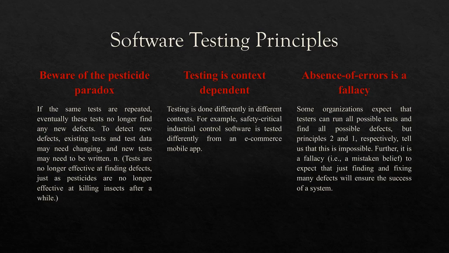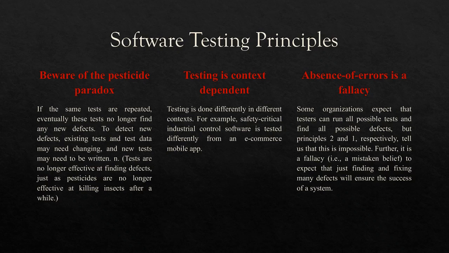For safety critical industrial control software, we generally need to make sure of the safety features more, but in e-commerce we will have lots of data. We need to make sure of the performance over there. We need to make sure of the user friendliness of the application. This principle basically explains that for each and every software, for each and every domain, the context of testing is different.